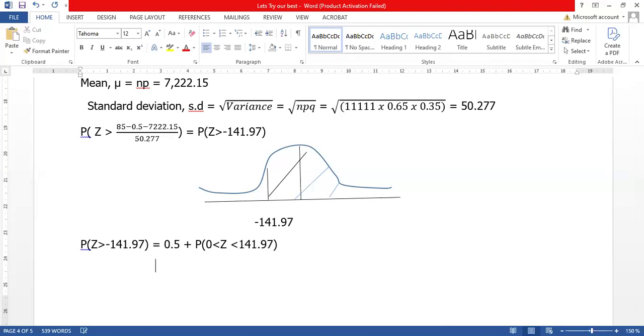Do we have that value from the table? Is it possible to trace that value from the table? This is Z. I don't know whether we have this Z. Let me open any past paper question.